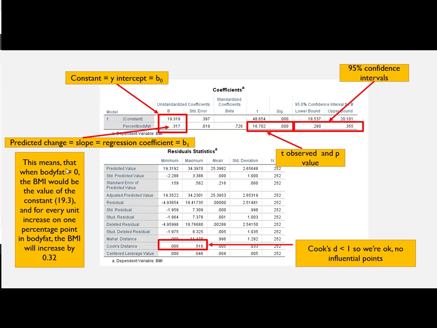What this means is that when body fat is equal to 0, the BMI would be the value of the constant. And for every unit increase, 1 percentage point in body fat, the BMI would increase by 0.32.